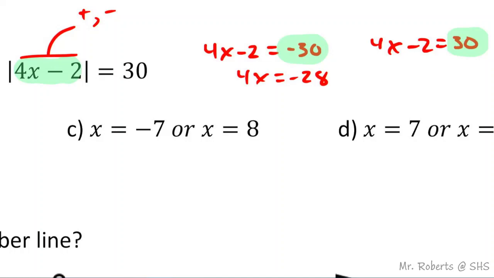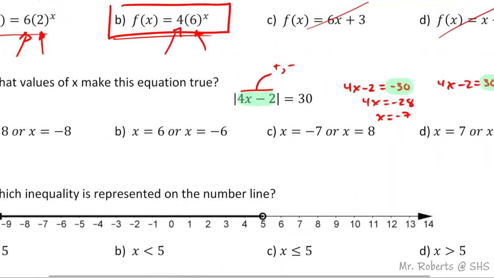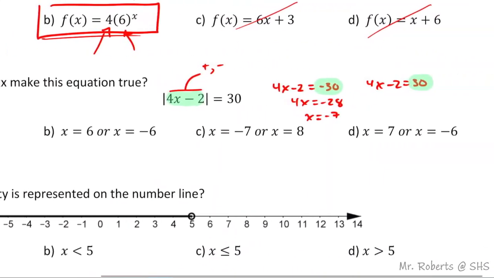Negative 28 divided by 4 is 7. So this is x is negative 7. So I got a couple choices here, right? Negative 7. Actually, so far, this is the only one. Let's see if the other one works.